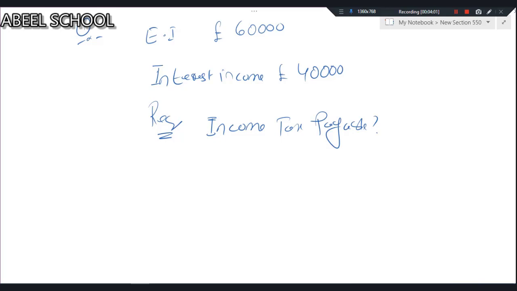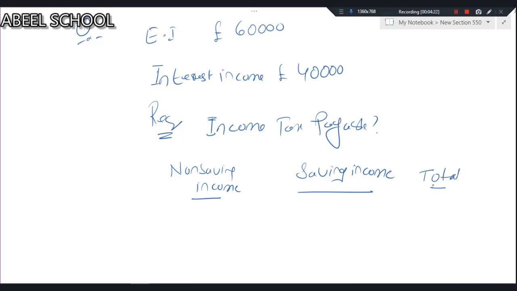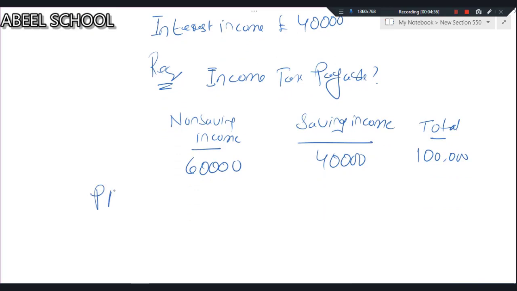So you have to make two columns. One column represents non-saving income. Another column represents saving income. Since there is no dividend income, there is no third column, so let's just make a third column for the total. Employment income is non-saving income, written directly here, which is 60,000. Interest income is saving income, so the total amount is 100,000. Personal allowance, dear students, is first deducted from the non-saving income, which is 12,570.